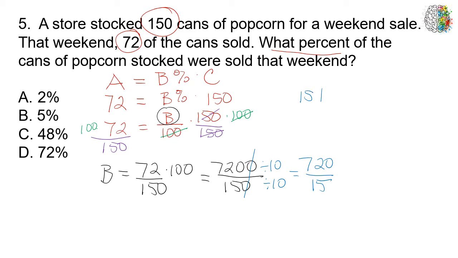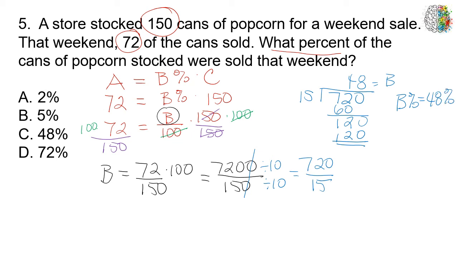So I'm going to do my long division to figure out what that number is. The bottom number goes on the outside, top number goes in the box. So 15 can go into 72 4 times. 4 times 15 is 60, so that's going to give me a remainder of 12. And 15 can go into 120 8 times. So that tells me that 48 equals B. So that means that my B percent is going to be 48%. So now I'm going to look, and my answer C is 48%.